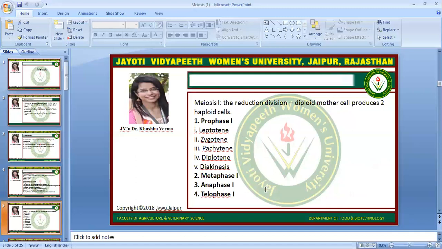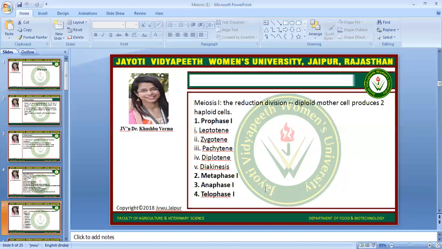Meiosis 1, the reduction division: diploid mother cells produce 2 haploid cells. That is why we call it the true meiosis process, where two daughter cells are produced after meiosis 1 completion, and these daughter cells have half the number of chromosomes compared to the original mother cell. Meiosis 1 has 4 stages: prophase 1, metaphase 1, anaphase 1, telophase 1. Prophase 1 is again subdivided into 5 sub-stages.